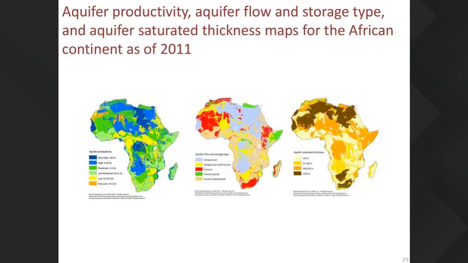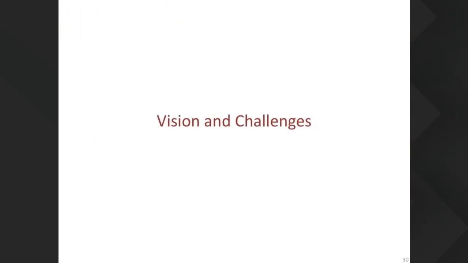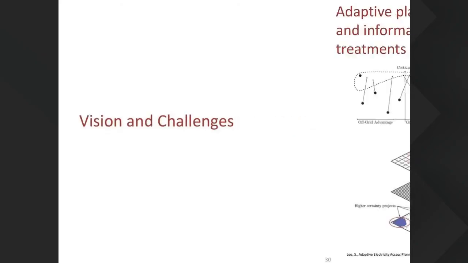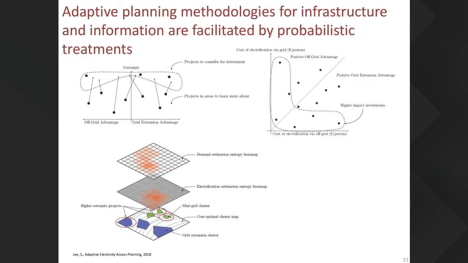We also have different information on aquifer productivity, and flow and storage type, and this is going to be used as input as well. So this is ongoing work, and the real vision here is that by producing models that are able to give you different characterizations of demand or load profiles for different areas, areas for which we've never metered before, we're going to be able to do planning at large scales that is a lot more accurate and a lot more efficient than if we didn't have this information.